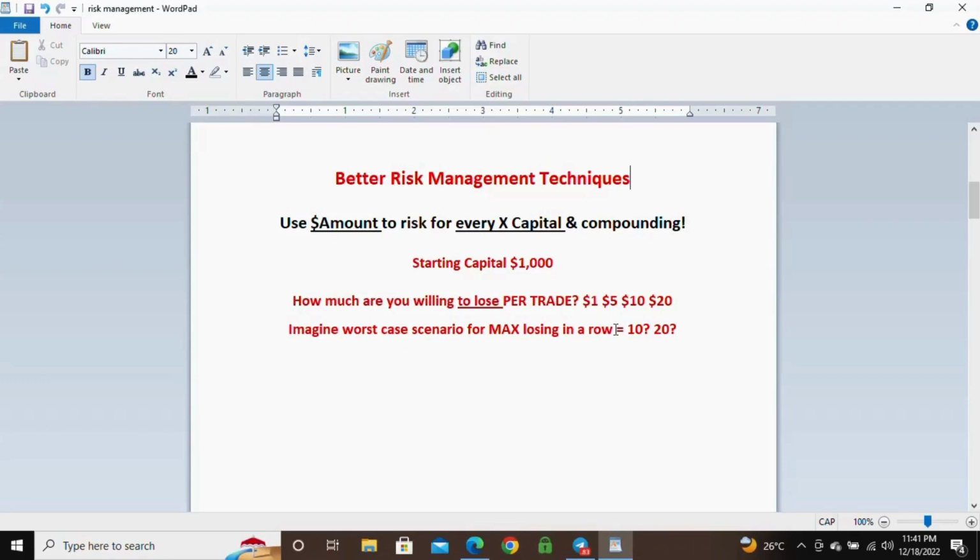For me, for example, I don't open more than 3 positions, which serve as my first TP, second TP, and the last TP. I only target 3 TPs. So I don't open more than 3 positions. So if I'm risking $5 per trade, that means if I open 3 positions, I'll be losing like $15. So this depends on what you can afford to lose.